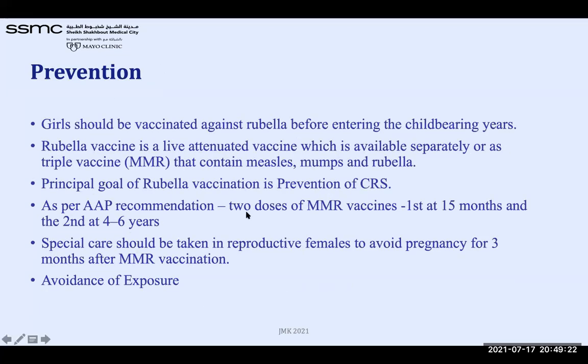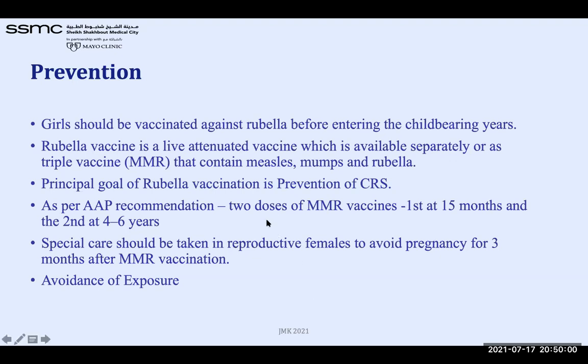For prevention, girls should be vaccinated against rubella before entering the childbearing age. All the girls in school in the USA and the UAE are vaccinated. I think in Pakistan also they should do it. Rubella vaccine is a live attenuated vaccine, available separately or as a triple vaccine like MMR. I know MMR is given in the Pakistan immunization schedule, but at school age, like 13 or 14 years, we give an extra vaccine of rubella.